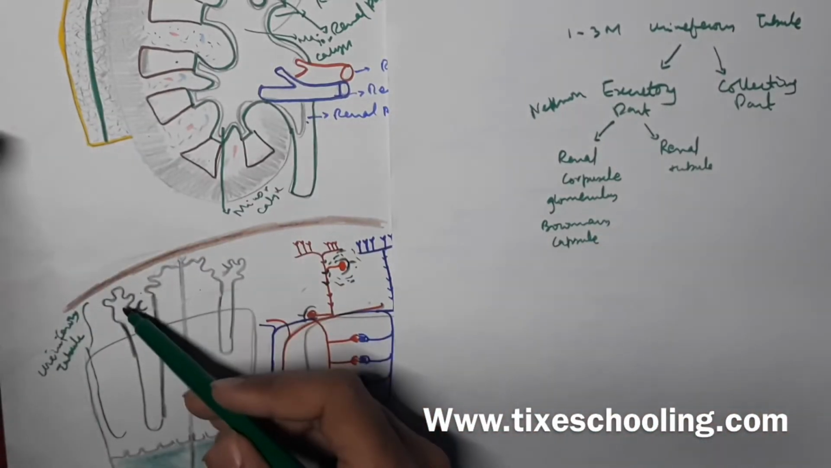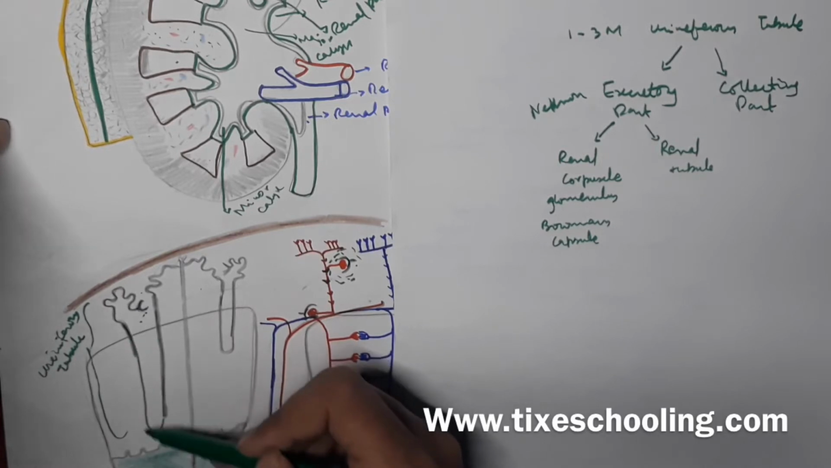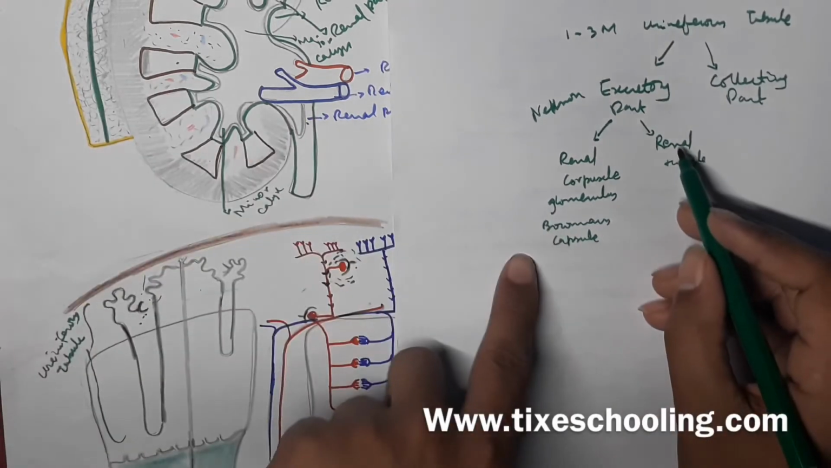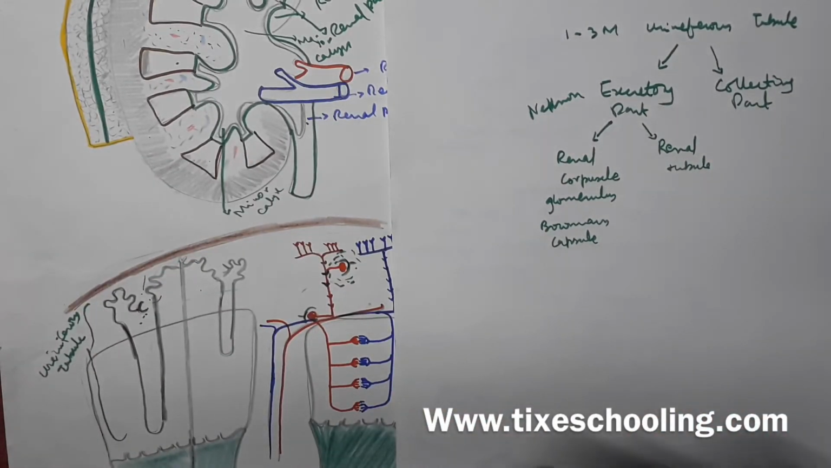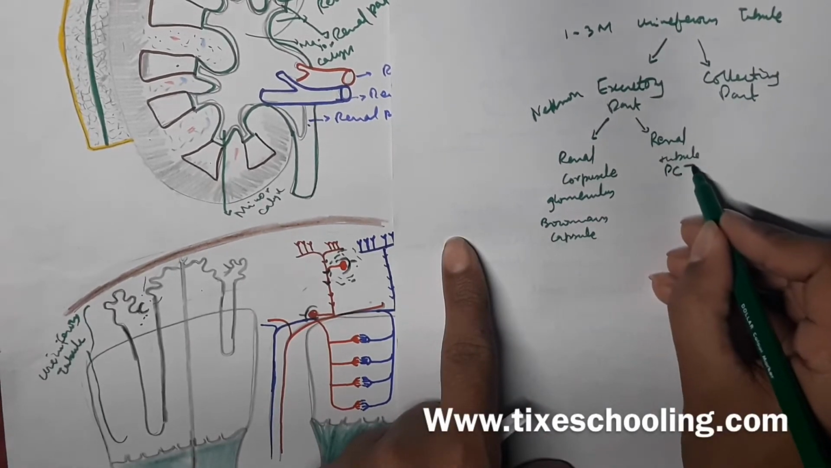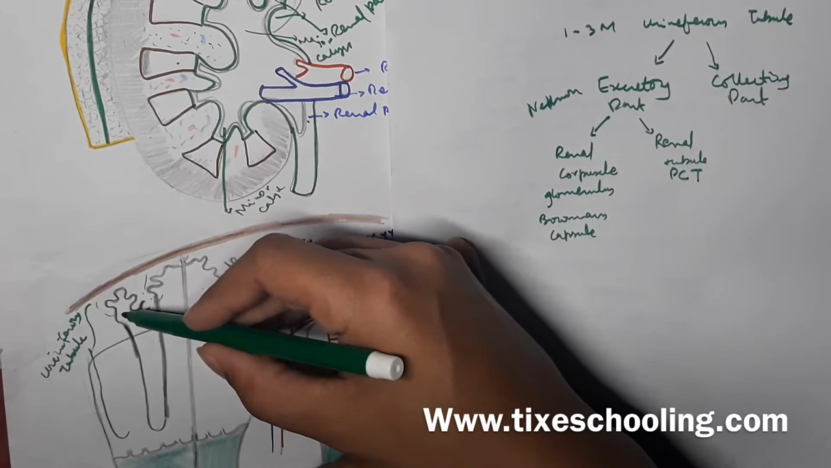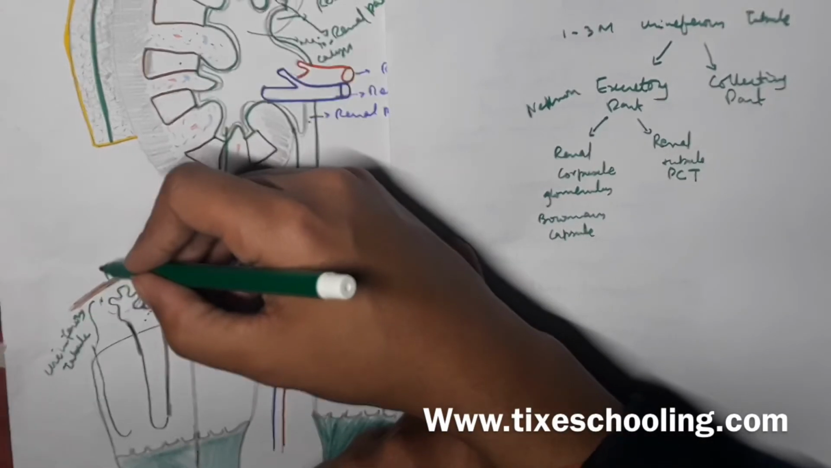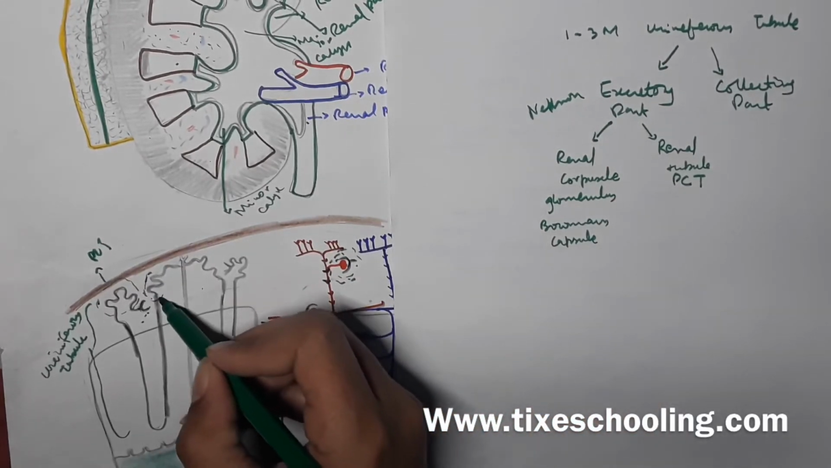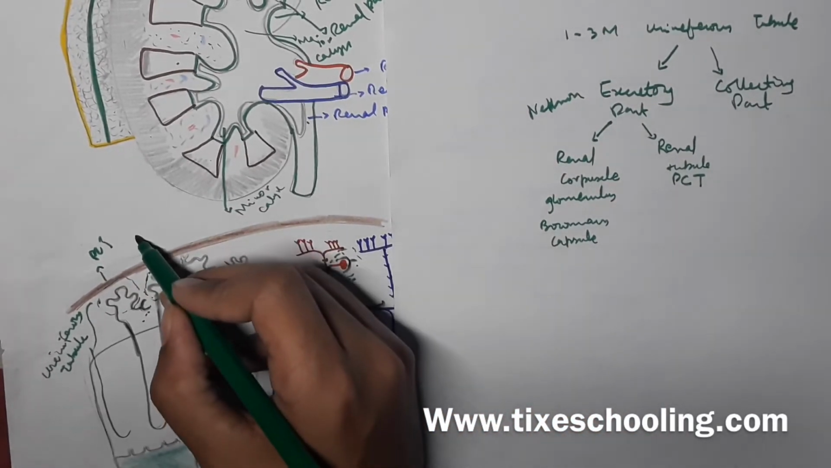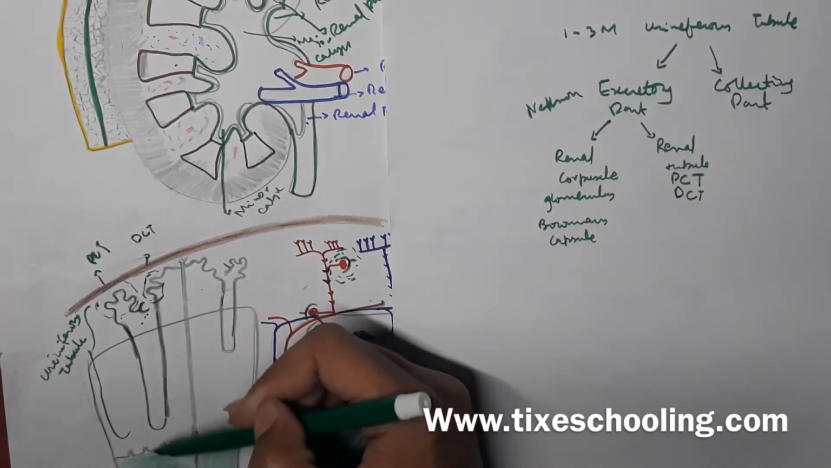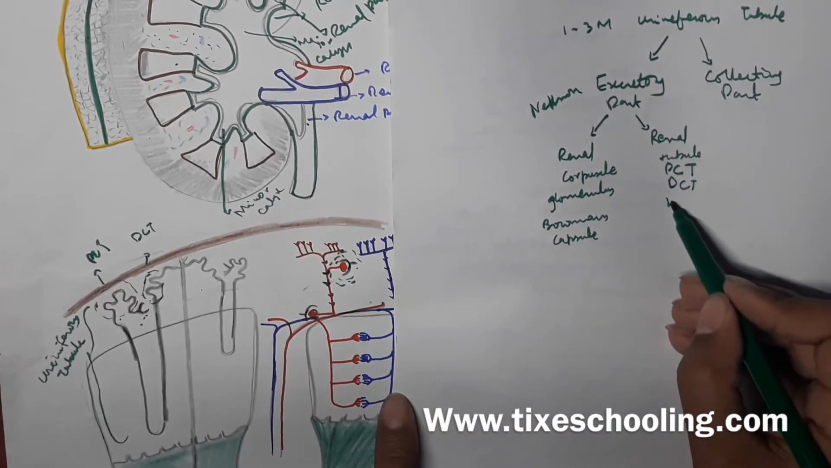And the remaining part, this part and this part, is called the renal tubule. It's composed of the proximal convoluted tubule, PCT. This is the proximal convoluted tubule, PCT. This is the distal convoluted tubule, DCT. And this U-shaped tube is called the loop of Henle.